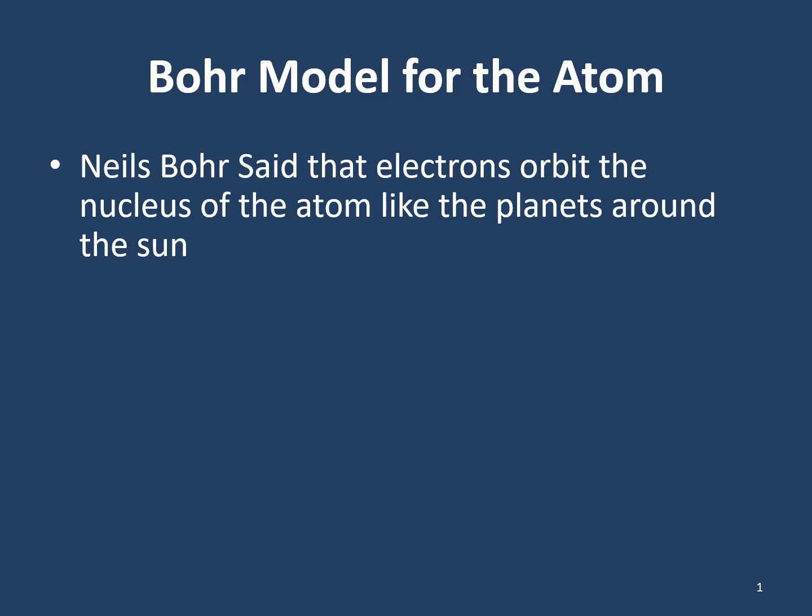The model before him was the Rutherford model, which stated that electrons just kind of freely circled the atom's nucleus, kind of could be anywhere they want at any distance they want. Niels Bohr said that electrons orbit the nucleus like planets around the sun.